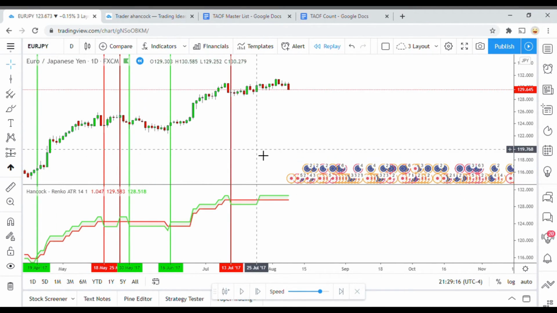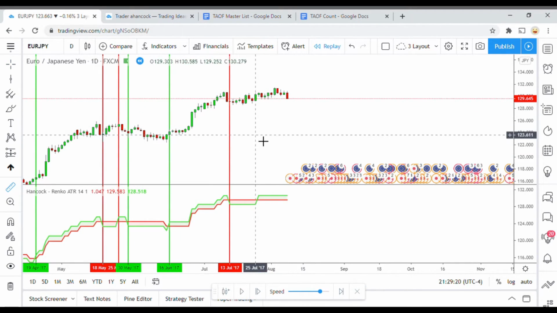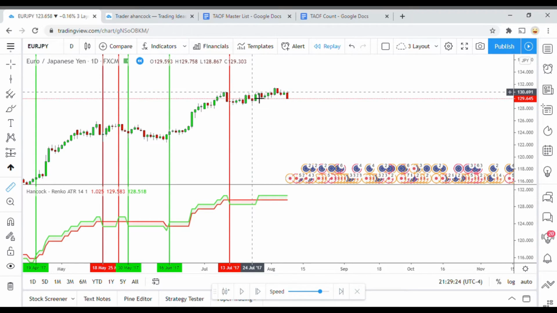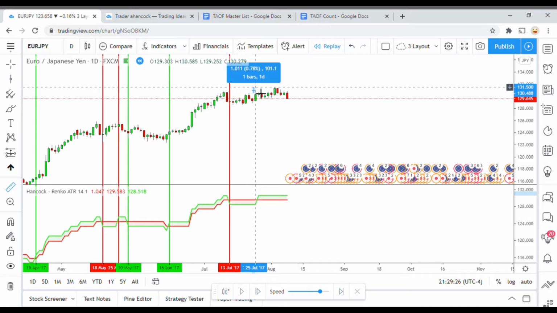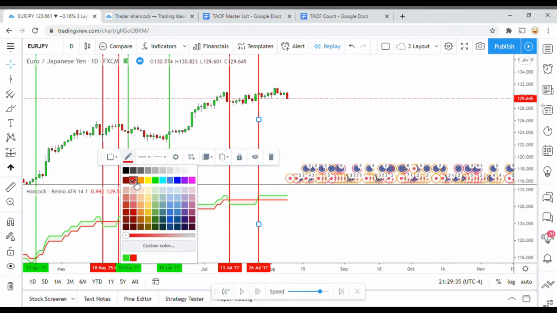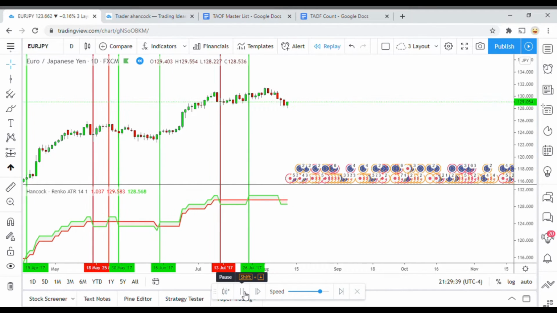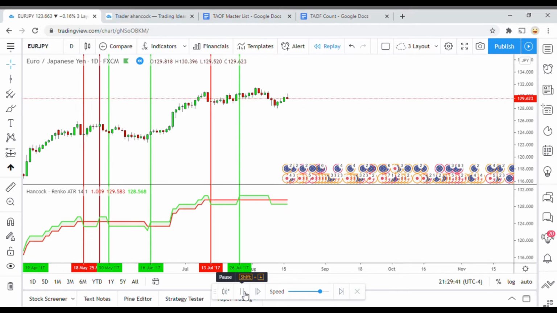A little past midway through the year now. Let's see, we picked up a long right there on this one. I don't think it got us to take profit though. Yep, it actually did. Barely. But it did. Got to take profit on that one.